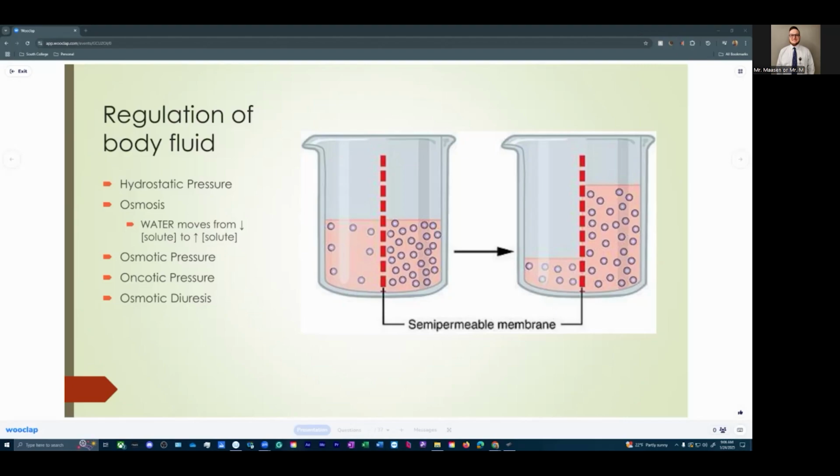There's one called mannitol. That's not necessarily a need to know, but mannitol is basically an osmotic diuretic that's used rarely, to treat things like increased intracranial pressure in the brain. But that would be an example of an osmotic diuretic medication. That's what osmotic diuresis is talking about.